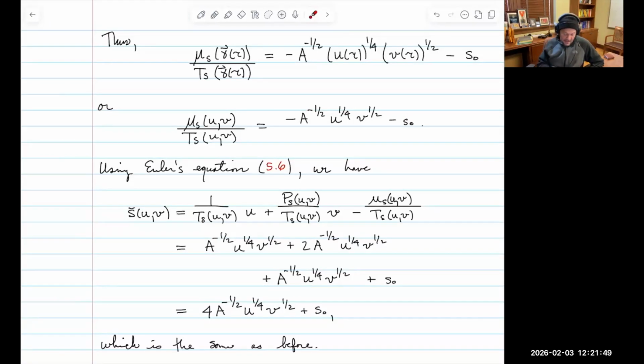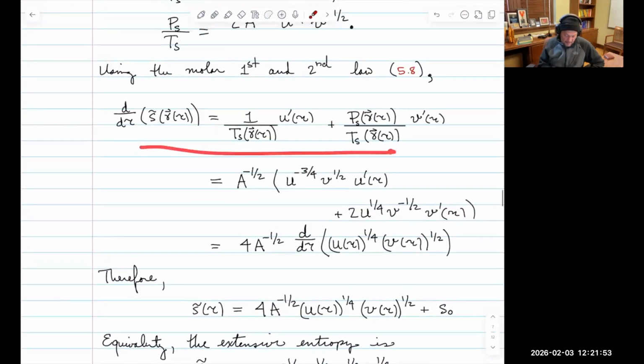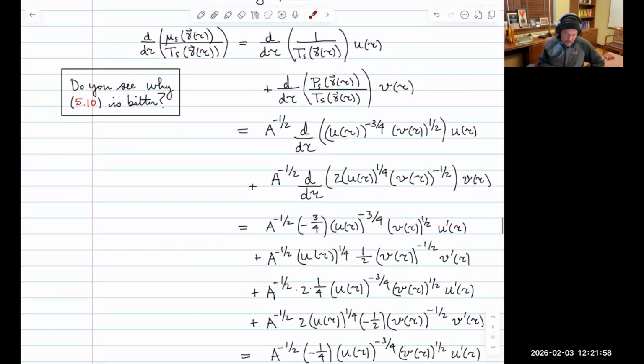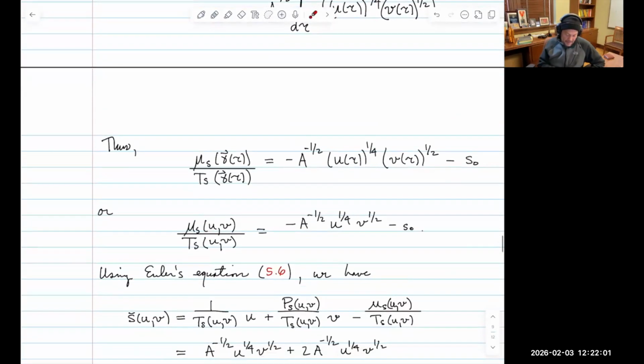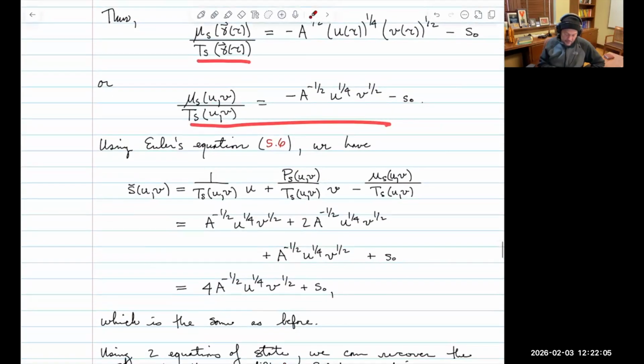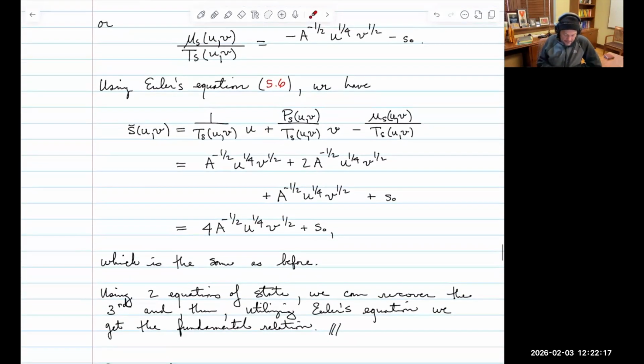In the first case, I integrated the first and second law directly, and I get direct to the entropy. Here, what am I doing? I'm getting an expression for the chemical potential over temperature first, and then I'm using the Euler equation, reassembling. I'm using the fact that now I know all three derivatives and not just two derivatives. And I can get back exactly to the same expression that I had before, the same fundamental relation.